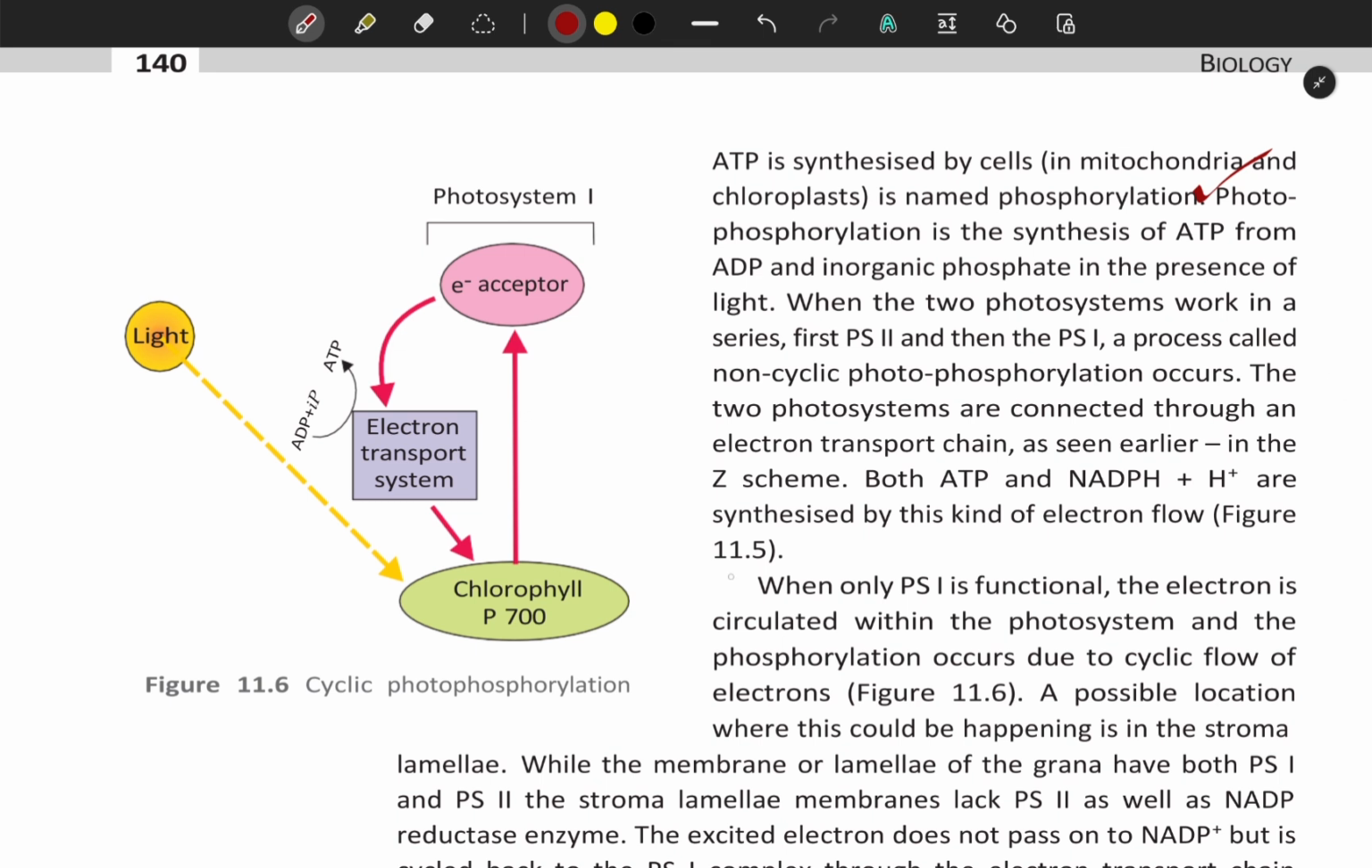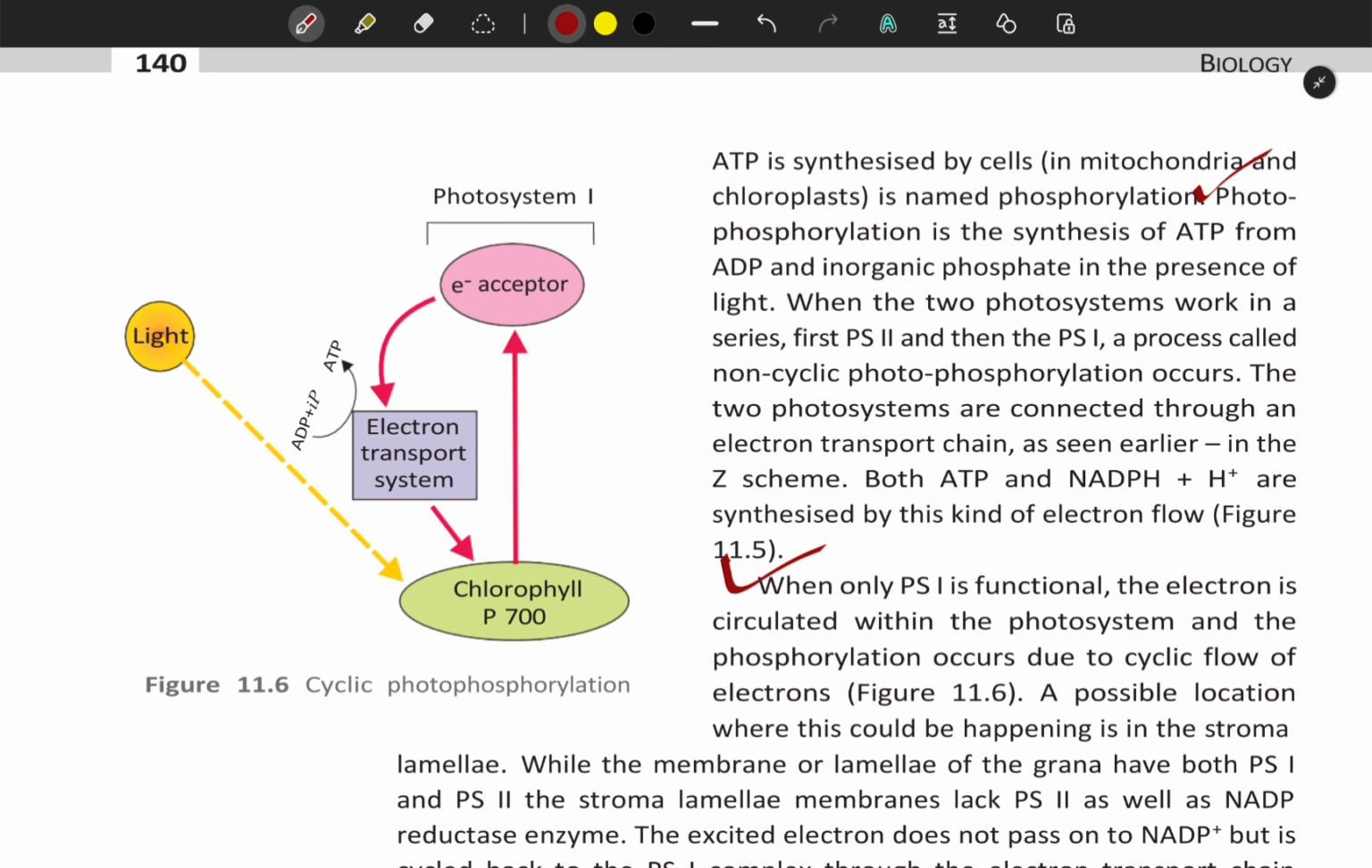When two photosystems work in a series, first PS II and then PS I, a process called non-cyclic photophosphorylation occurs. The two photosystems are connected through an electron transport chain, as seen earlier in the Z scheme. Both ATP and NADPH + H+ are synthesized by this kind of electron flow, as shown in figure 11.5. When only PS I is functional, the electron is circulated within the photosystem and the photophosphorylation occurs due to cyclic flow of electrons, as shown in figure 11.6.